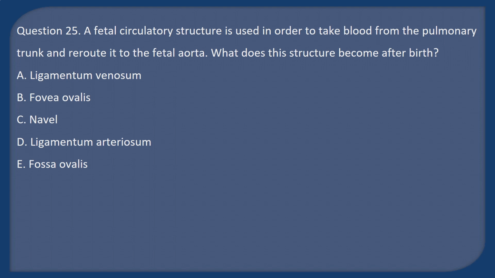Question 25. A fetal circulatory structure is used in order to take blood from the pulmonary trunk and reroute it to the fetal aorta. What does this structure become after birth? A. Ligamentum venosum. B. Fovea ovalis. C. Navel. D. Ligamentum arteriosum. E. Fossa ovalis.